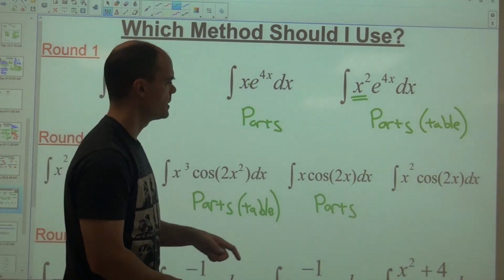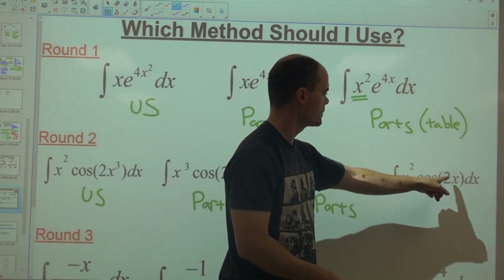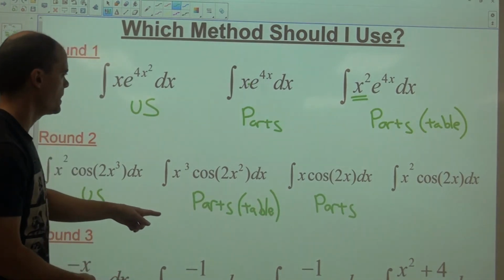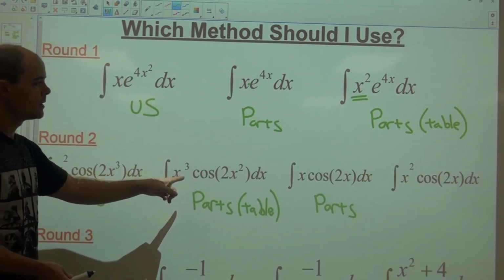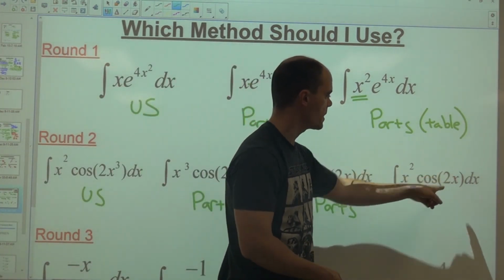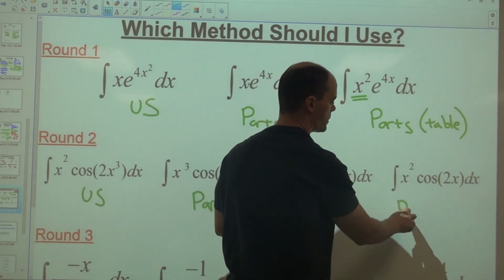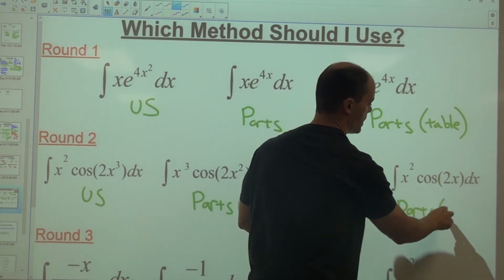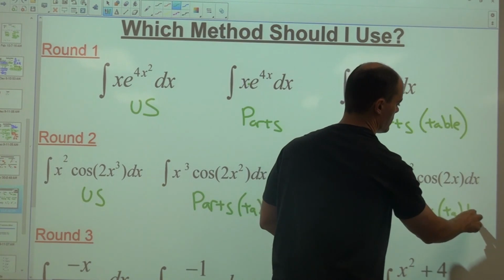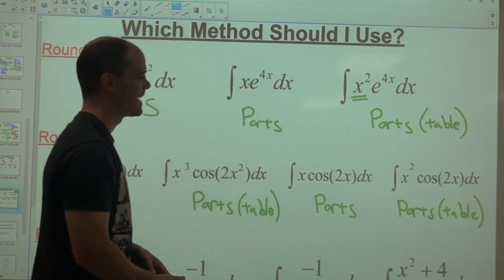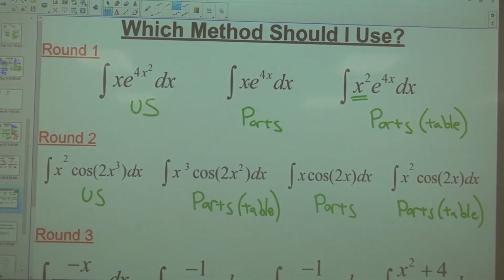And last but not least, x squared cosine of 2x. Well, is that any different than this? I can't have a du trapped inside of here. This is another parts problem, and this would require a table. I guess it wouldn't require it, but I would highly recommend it. So you look at how deceptive some of these things can be.